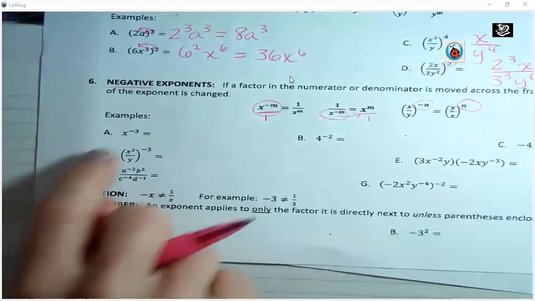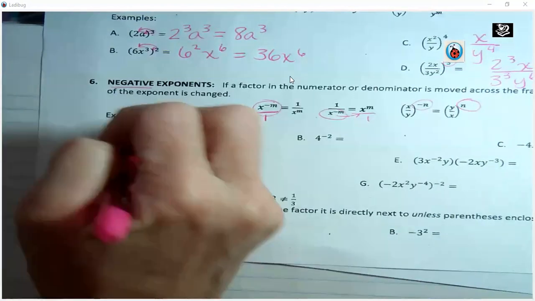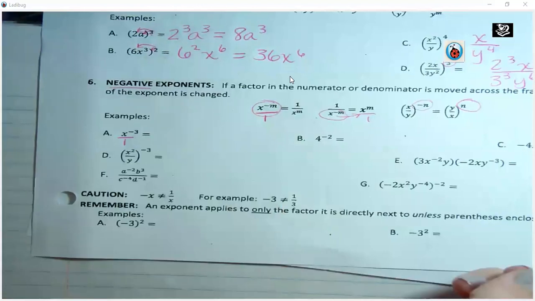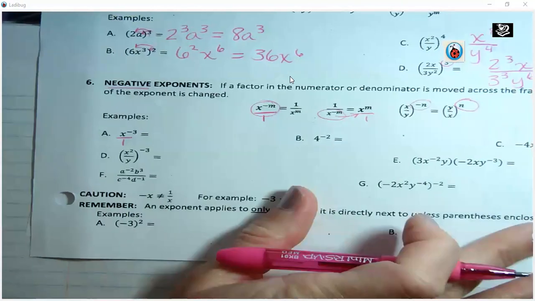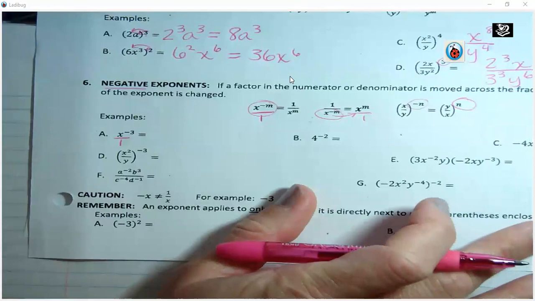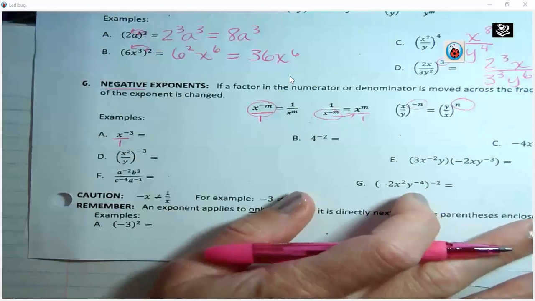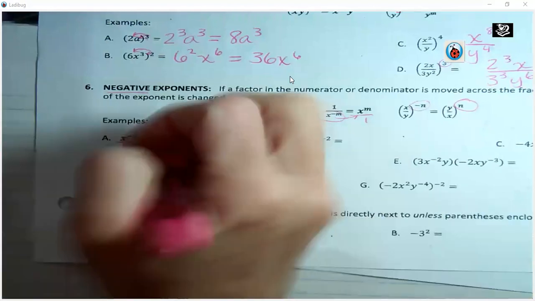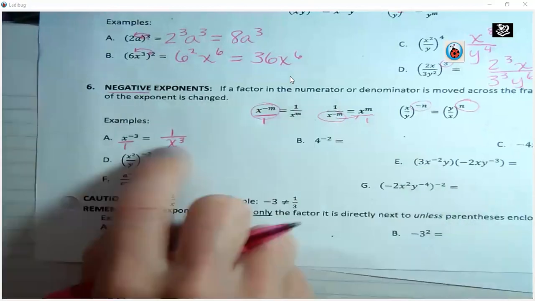All right, so x to the negative 3. If you need to visualize it, you can put a 1 underneath. So is x in the numerator or denominator? Numerator. To the numerator, so it needs to move to the denominator. So it'd be 1 over x cubed. Notice that it's positive. Okay.